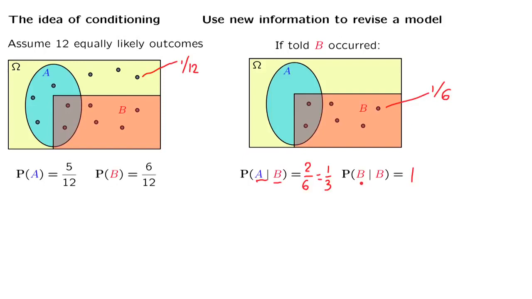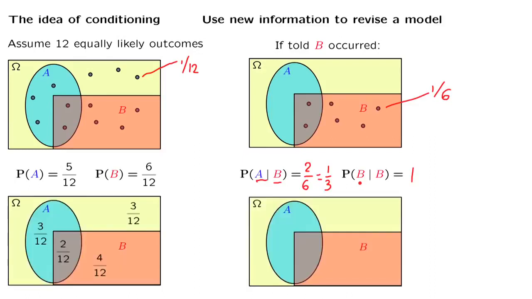How about now if the sample space does not consist of equally likely outcomes, but instead we're given the probabilities of different pieces of the sample space, as in this example. Notice here that the probabilities are consistent with what was used in the original example. So this part of A that lies outside B has probability 3 over 12.